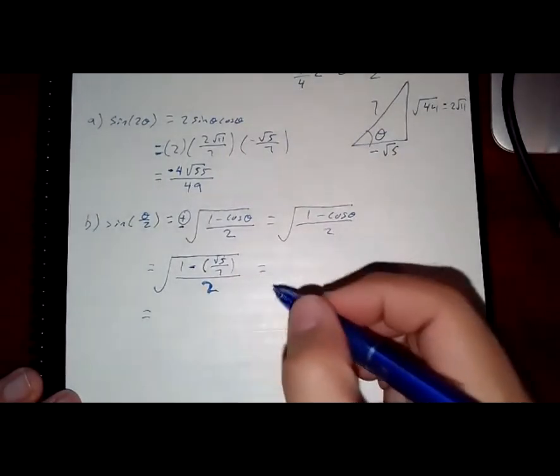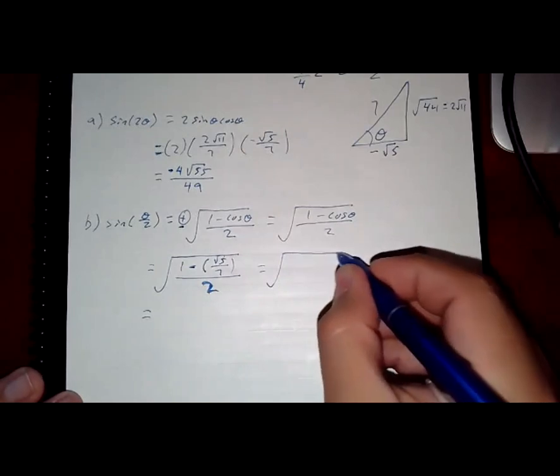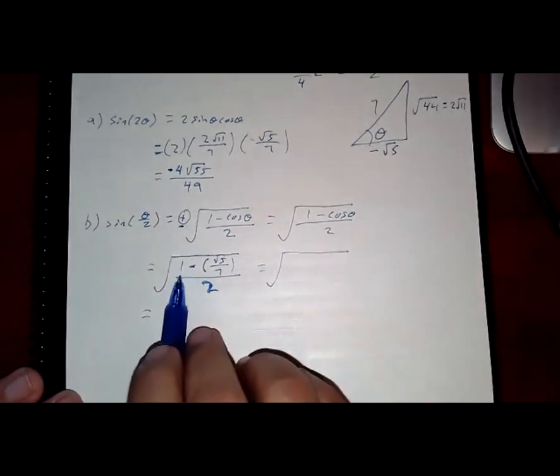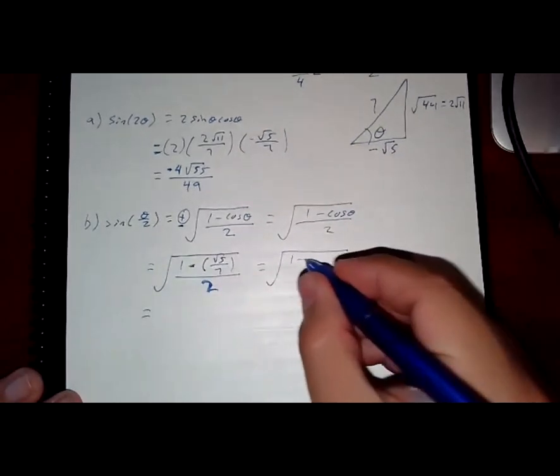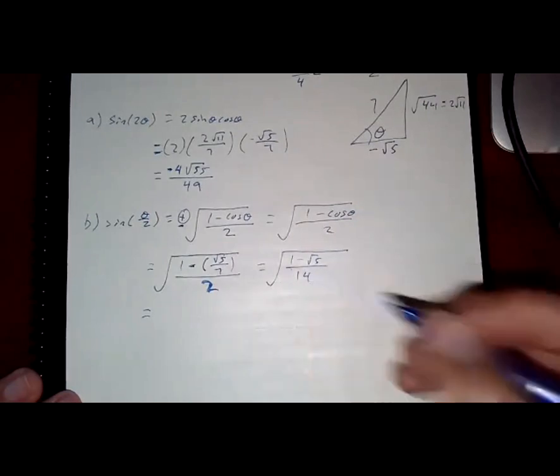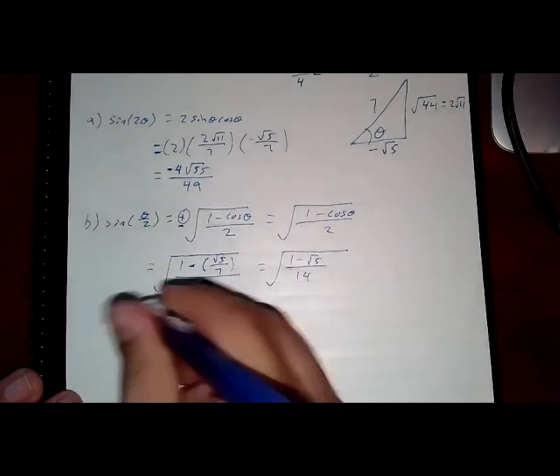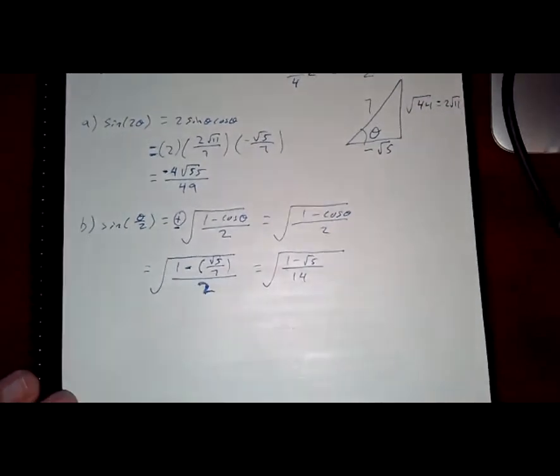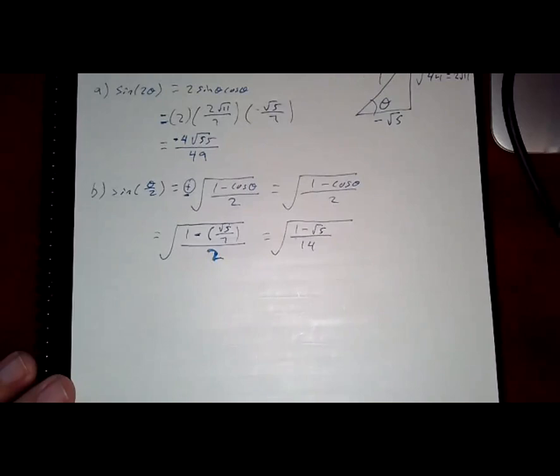Okay, so then we will get a common denominator, so this will be 1 plus root 5 over 7, and then eventually you end up with 14 down here. And that is as pretty as it's going to get.